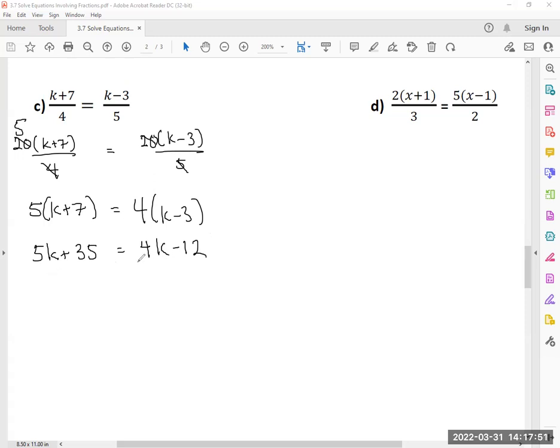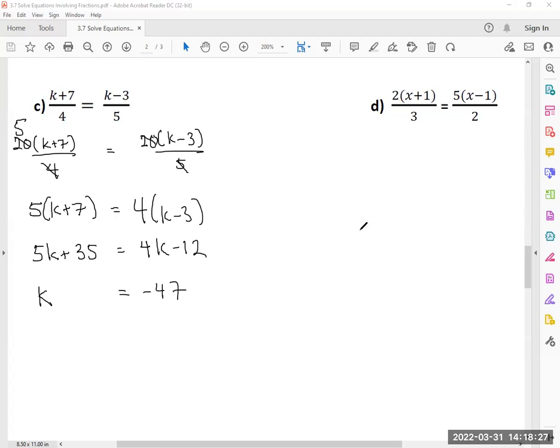I want to bring them to the same side. I'm going to subtract both sides by 4K, leaving me with K. I don't want the 35 there. I'm going to subtract both sides by 35. This is negative 47. Done. Once again, can you imagine trying to guess and check until you got the right number? Algebra removes that. It's trying to reverse engineer so you never have to do that ever again. Okay?